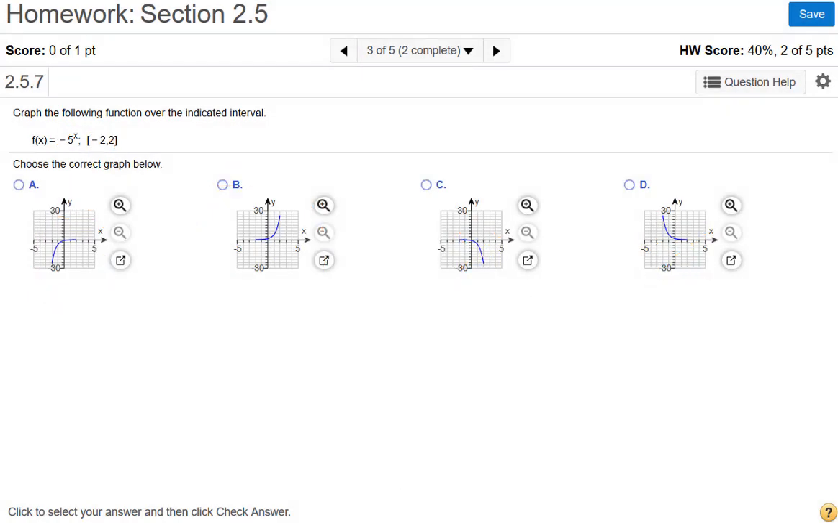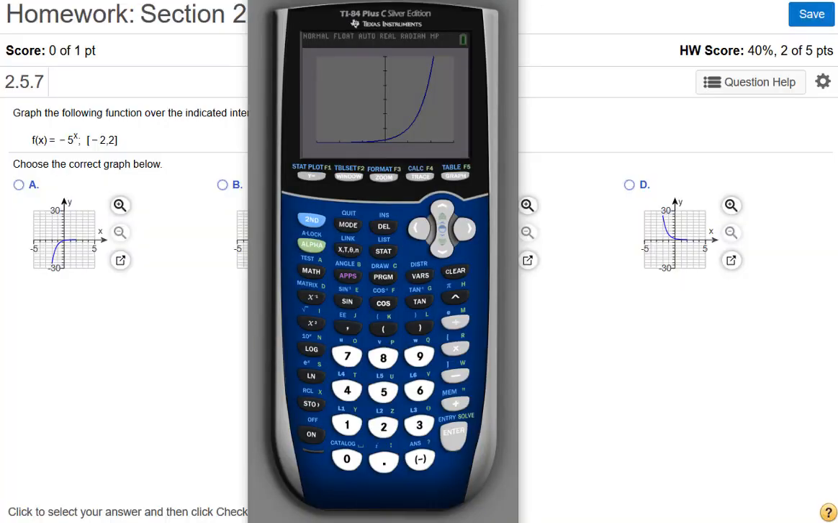Again, you don't have to just recognize those, but it would kind of help if you did. You could do things a little bit quicker. Now let me show you about typing this. If you're going to type this on your calculator, when you go to the y equals, use the negative key down here at the very bottom for the negative on the 5 to the x.